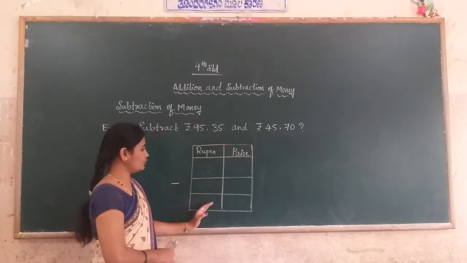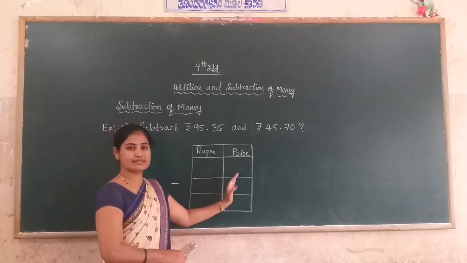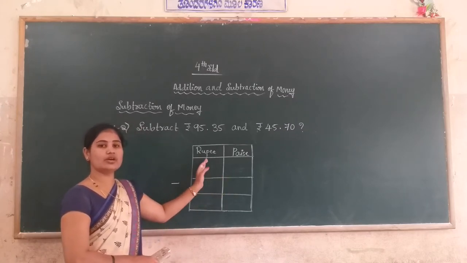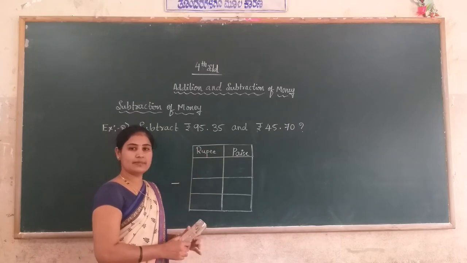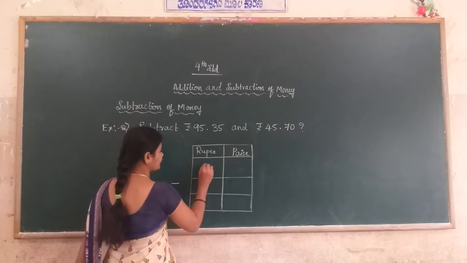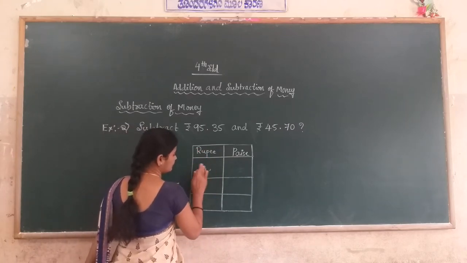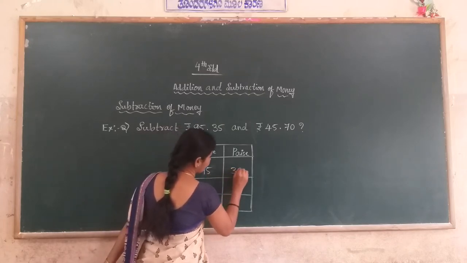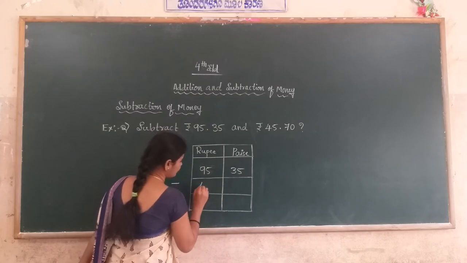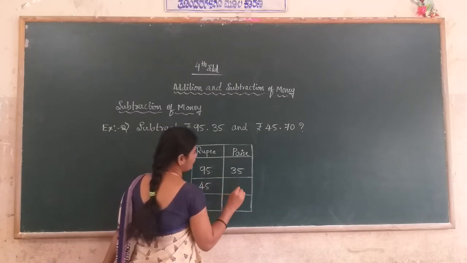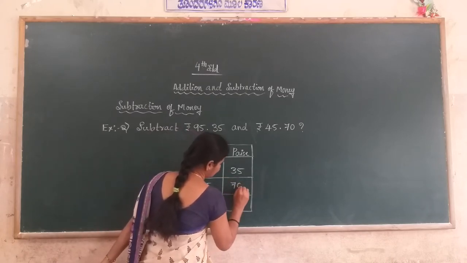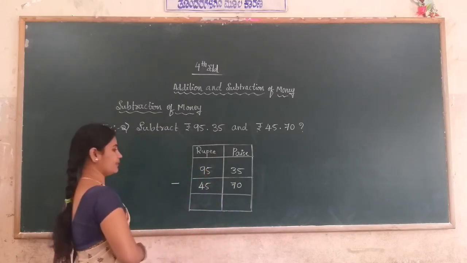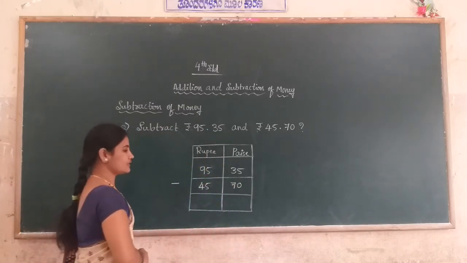You make it two columns, rupee and paise. Write the rupee in the rupee column and write the paise in the paise column. Okay. 95 rupee 35 paise, 45 rupee 70 paise. Okay. Start the subtraction.